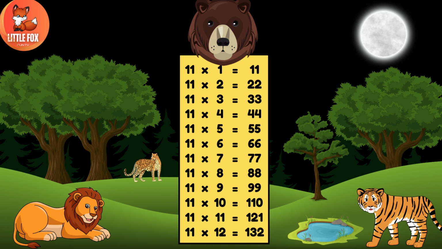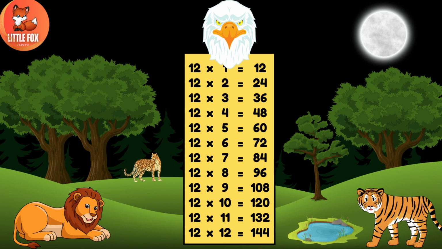11 multiply 9 is equals to 99. 11 multiply 10 is equals to 110. 11 multiply 11 is equals to 121. 11 multiply 12 is equals to 132.